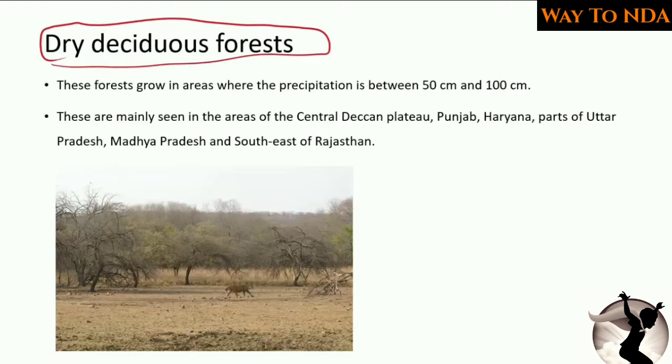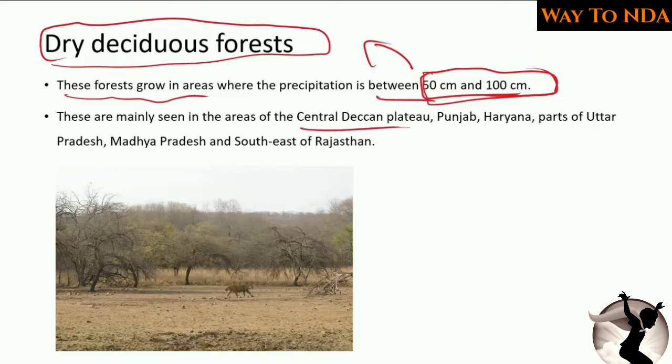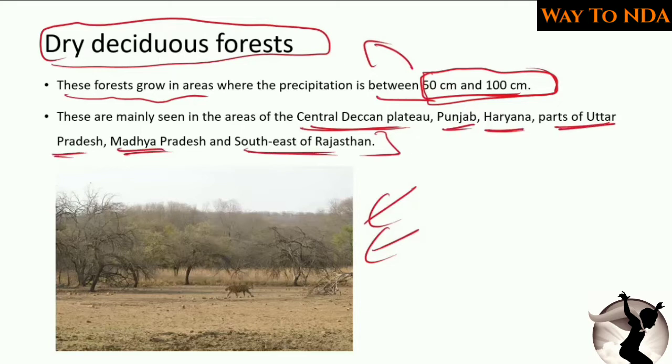So dry deciduous forest, these forests grow in areas where the precipitation is between 50 centimeter and 100 centimeter. जहाँ पे थोड़ी सी प्रेसिपिटेशन कम होती है, रेनफॉल कम होती है, वहां पर हमें इस टाइप के फॉरेस्ट मिलते हैं, that is 50 centimeter and 100 centimeter. You will find dry deciduous forest, and these are mainly seen in the areas of central Deccan plateau, Punjab, Haryana, parts of Uttar Pradesh, Madhya Pradesh and southeast of Rajasthan. तो इस एरिया में आपको इस टाइप के ड्राई डेसिडियस फॉरेस्ट मिल जाएंगे.